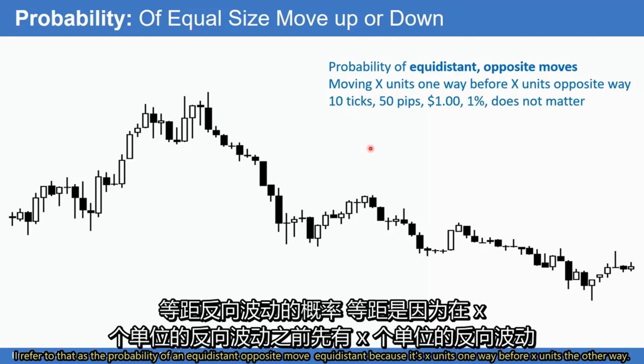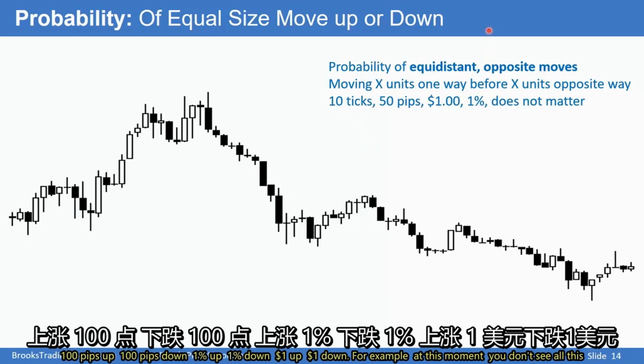I refer to that as the probability of an equidistant opposite move. Equidistant because it's X units one way before X units the other way. 100 pips up, 100 pips down. 1% up, 1% down. $1 up, $1 down.